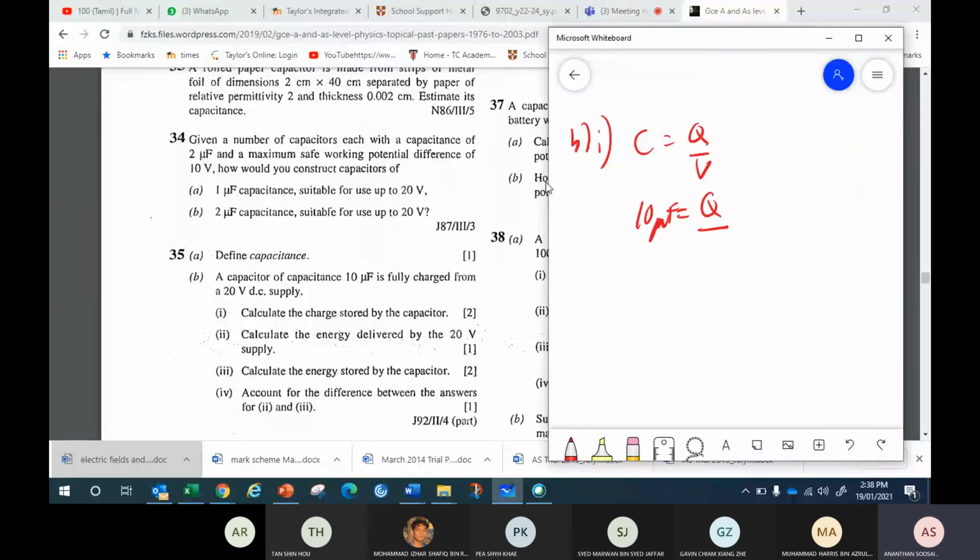V is what? 20 volt. So Q is 20 times 10 times 10 to the power negative 6. Don't forget to change micro. So you get the answer in coulomb. Okay, easy. Okay, 2.